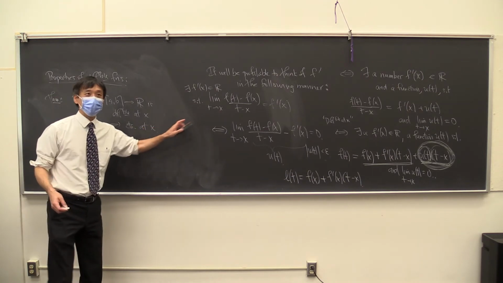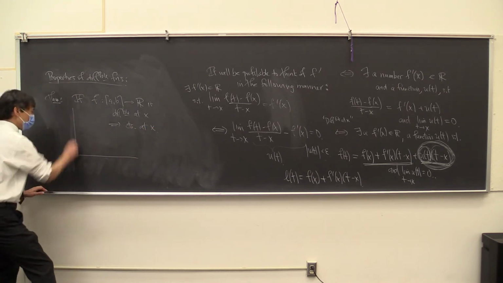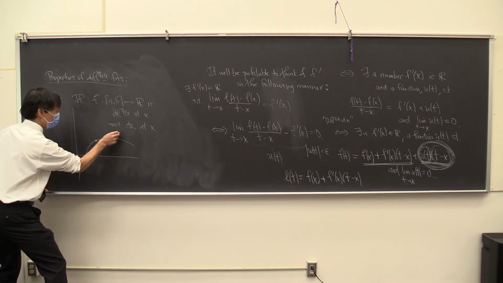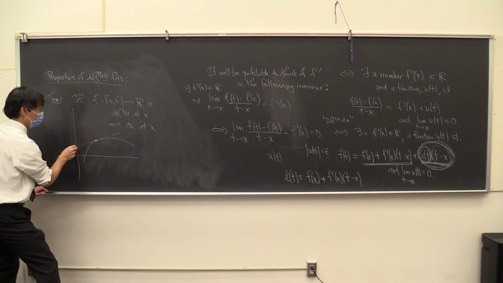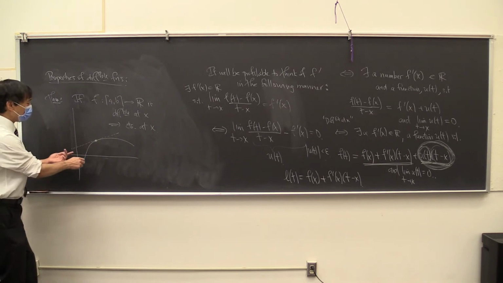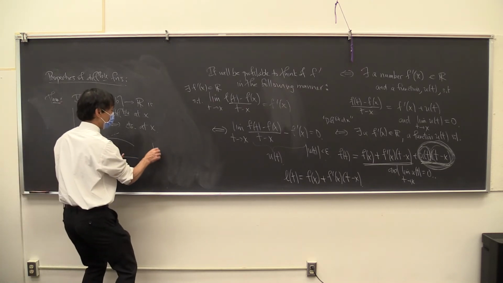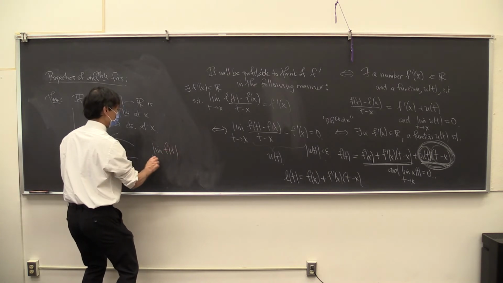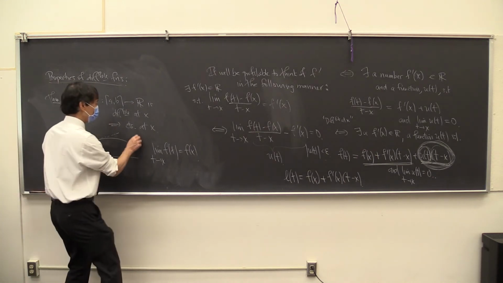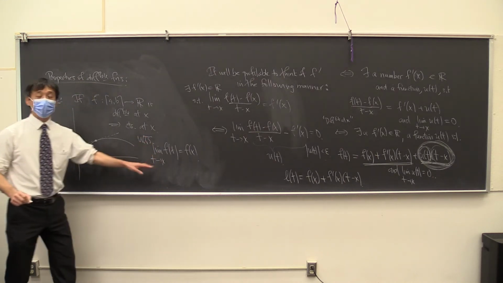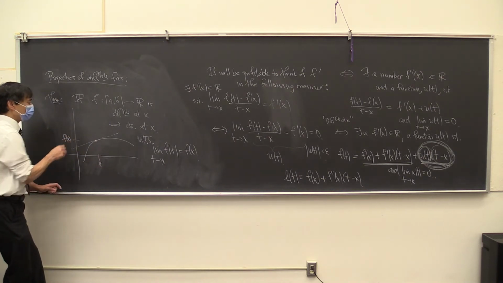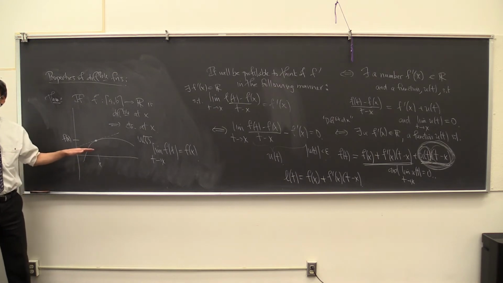I should have kept the picture up that we just drew, right? Here's my function, here's my tangent line. And you know what continuity means: to show continuity, we need to show that the limit of f of t as t approaches x is f of x. So we want to show that the limit actually attains that value. Here's x, here's f of x.